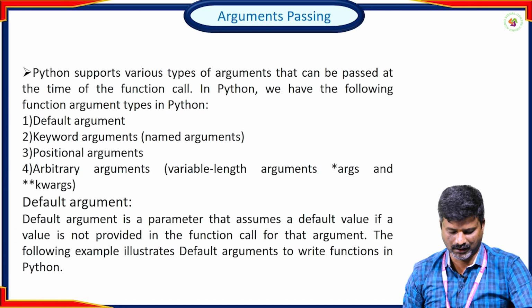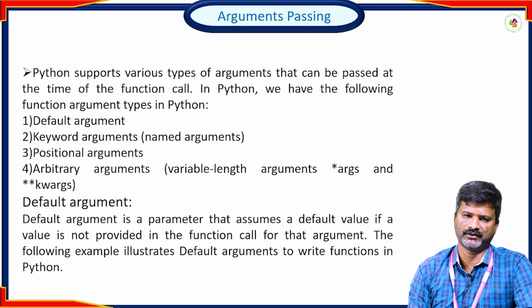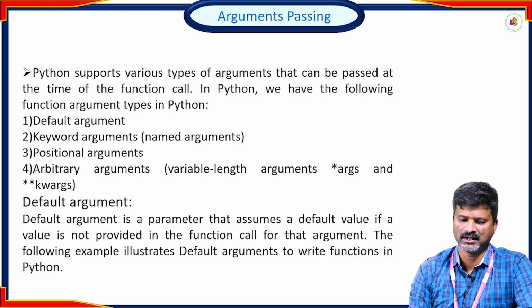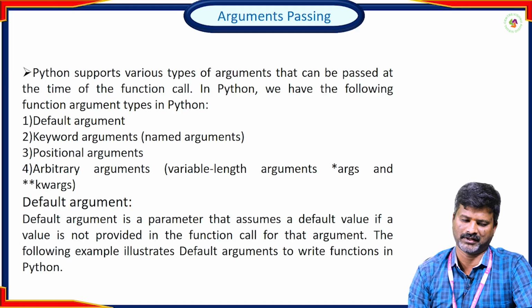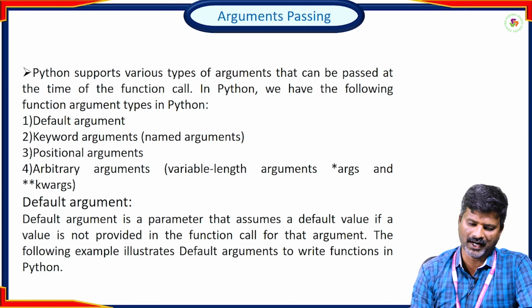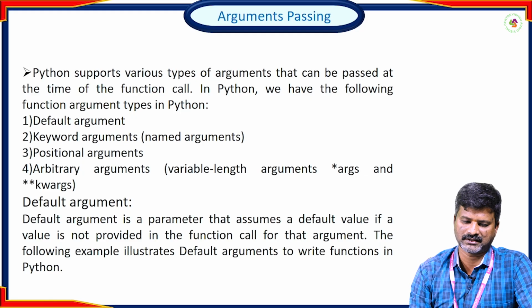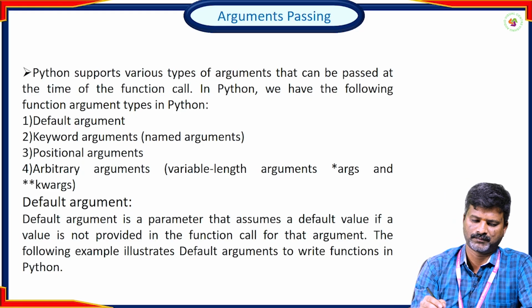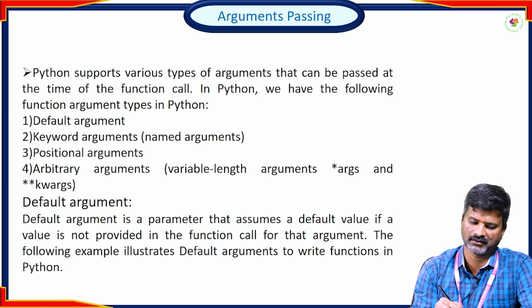Next, coming to argument passing, meaning what are the different ways to pass the argument. This is very important. Why? Because in many applications we sometimes need to pass parameters dynamically, and sometimes a fixed number of parameters. So in that situation, we have different ways to pass arguments or parameters to a Python function. Python supports various types of arguments passed at the time of function call.